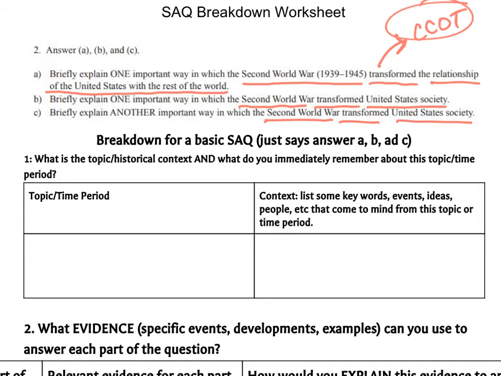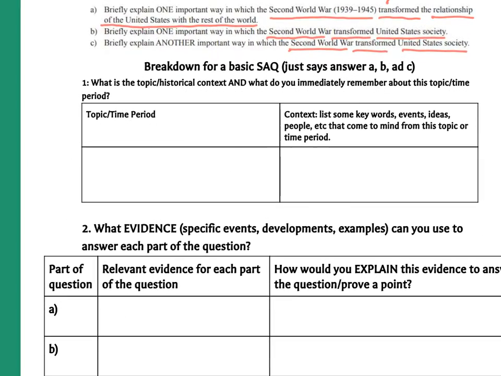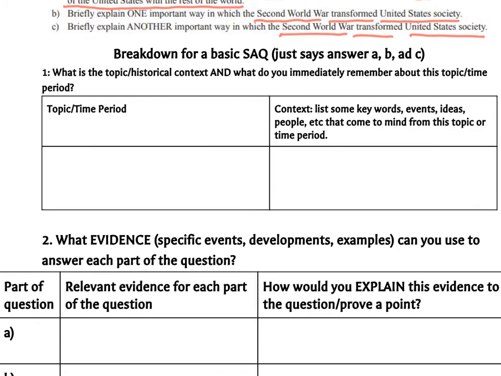So before I start answering the SAQ, I'm going to brainstorm a little bit and make sure I have all my information right in my head. So topic and time period, this is pretty straightforward. It is World War II, and they gave me the years, 1939 to 1945. But I also, from my knowledge, know that the U.S. enters the war in 1941.